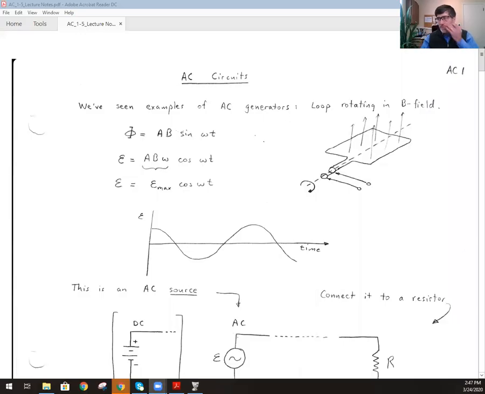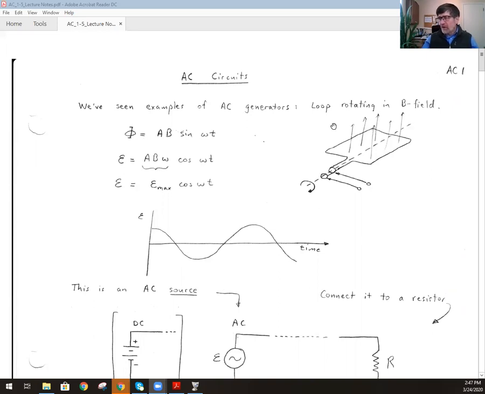So I'm going to go to the notes. I've posted these as well, just as documents you can look at, but here I'm going to be walking you through them in some detail. So AC circuits, we start with what we had last week.